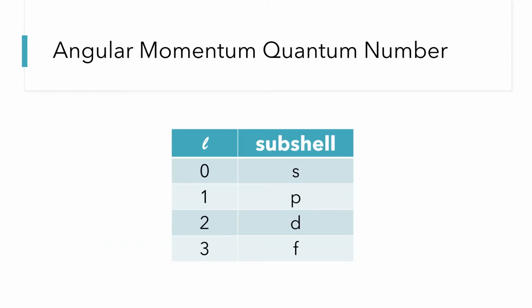The table on this slide shows you the correlation between L and what type of subshell it is. If L has a value of 0, we're talking about an S subshell. If its value is 1, we're talking a P subshell, an L value of 2 is a D subshell, and an L value of 3 means we're looking at an F subshell.